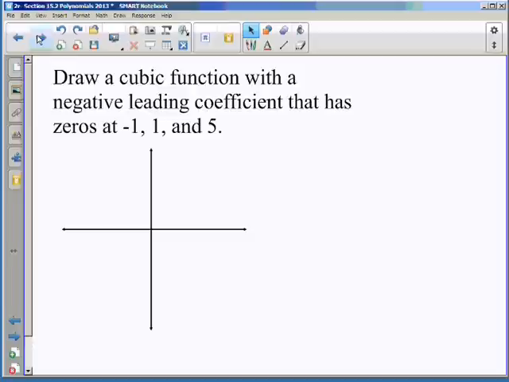Try this one. Draw a cubic function with a negative leading coefficient that has zeros at negative 1, 1, and 5. Go ahead and hit pause. Okay. Something like this would work.